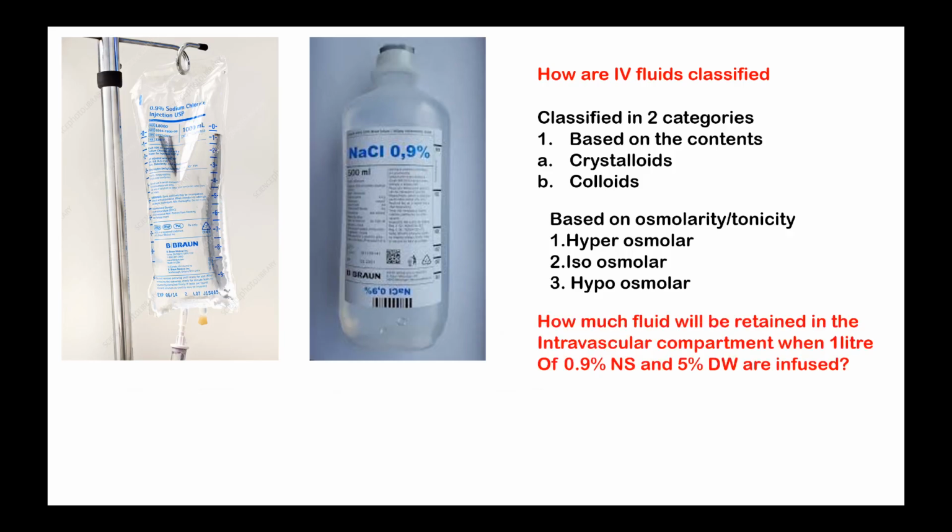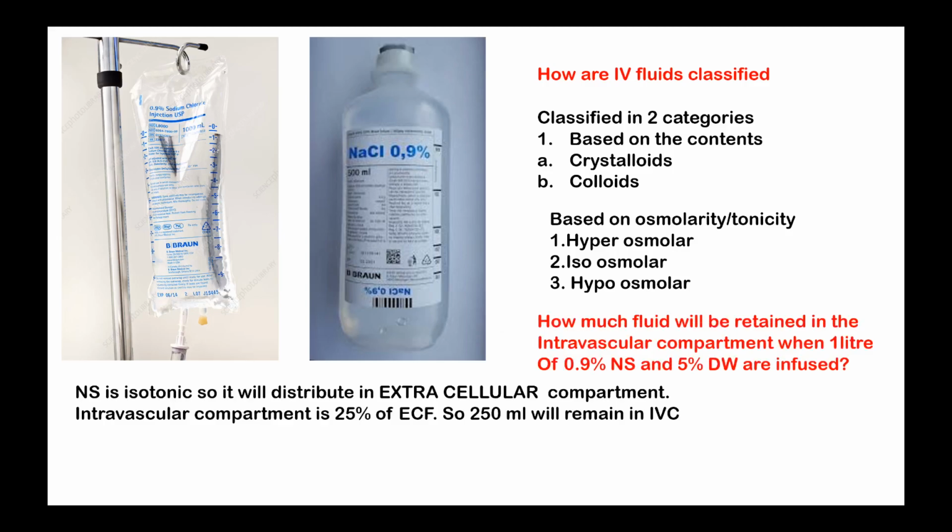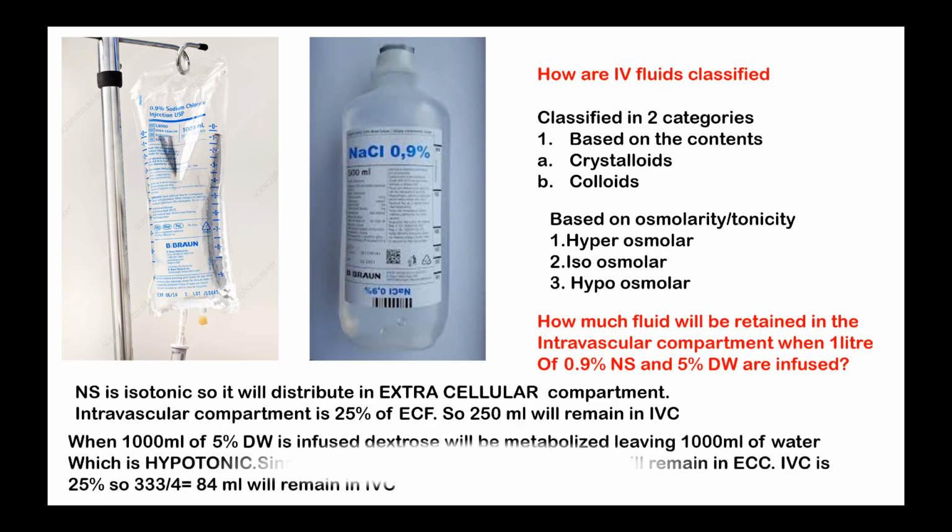How much fluid will be retained in the intravascular compartment when 1 liter of normal saline and 1 liter of 5% dextrose are given? I think I have given this calculation earlier. Normal saline is isotonic, so it will distribute in the extracellular compartment, and the intravascular share is a ratio of 1/4, so 250 ml will be retained. Dextrose will be immediately metabolized and leave 1000 ml of free water, which is hypotonic. Of this, 2/3 goes into the intracellular compartment and 1/3 remains extracellular. Out of that, only 25% stays intravascular, so only about 84 ml will remain.